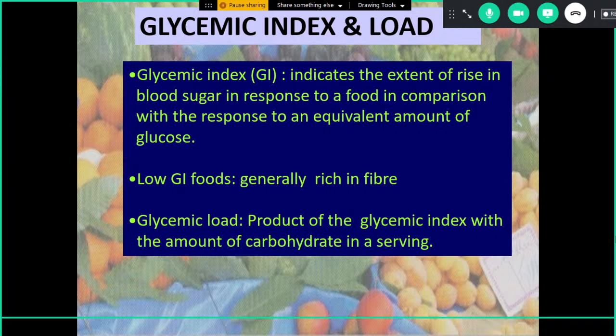Then there's a concept of glycemic load, and that is basically a product of glycemic index with the amount of carbs. So let's say the glycemic index of bread is 90, but then if I'm having 3 slices of bread, each one was 20 grams, so I multiply that and I get a full glycemic load.